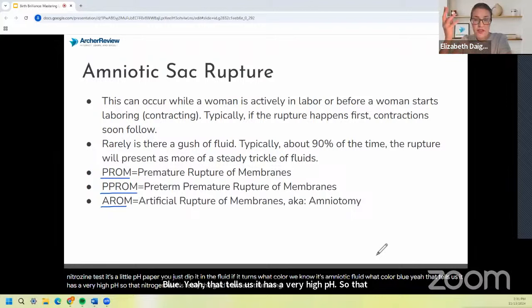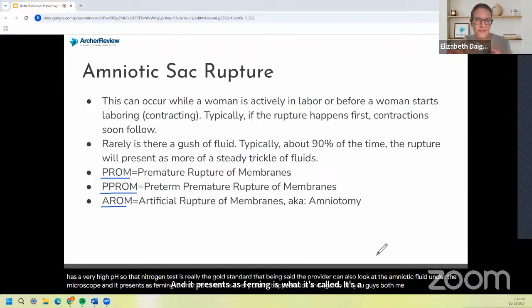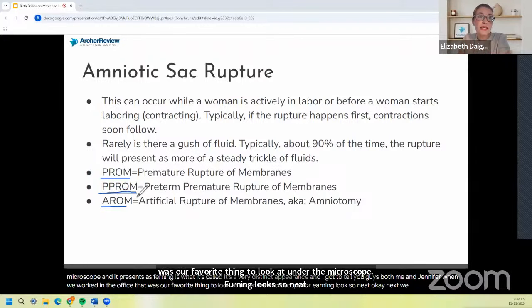That being said, the provider can also look at the amniotic fluid under the microscope, and it presents as ferning, is what it's called. It's a very distinct appearance. And I got to tell you guys, both me and Jennifer, when we worked in the office, that was our favorite thing to look at under the microscope. Ferning looks so neat.